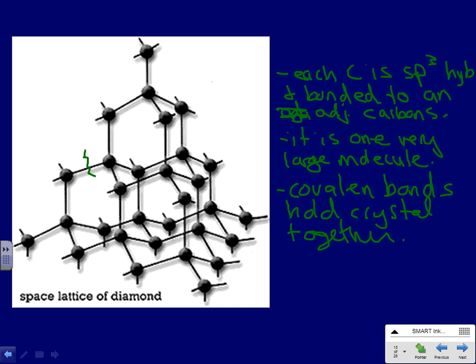So we don't want to try to melt them, because when you try to break the bonds holding a covalent network crystal together, you're literally doing a chemical change. So you're not going to get it back. It's a chemical change.